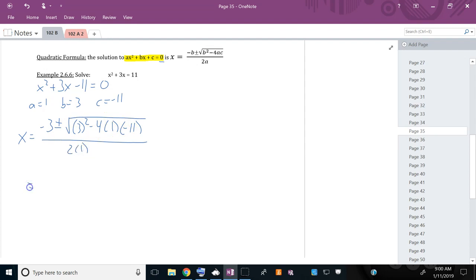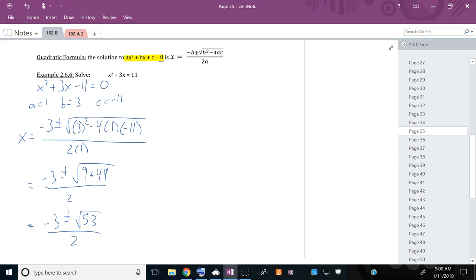All right, let's simplify that. 3 squared is 9, and 4 times 11 is positive 44. Watch those signs a little bit. I've got a 2 on the bottom. So adding up underneath the radical, I get 53.